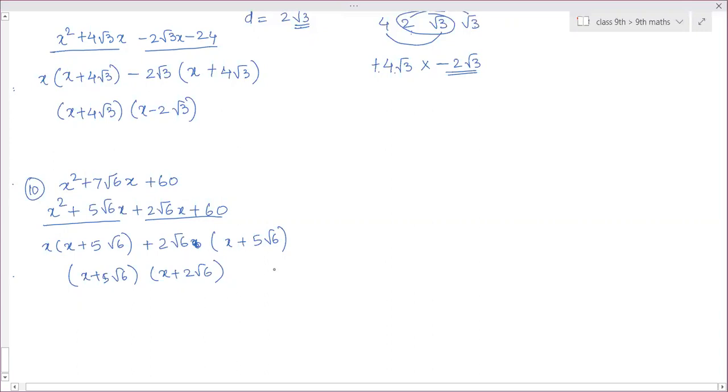Then question number 22: x square minus 3 root 5x minus 20. Try this one.